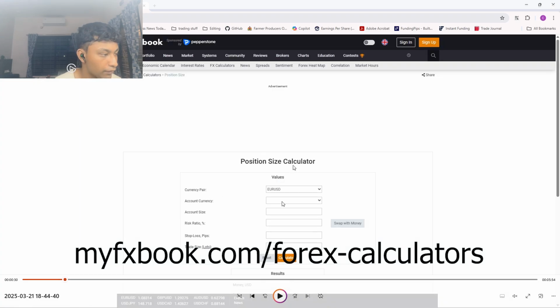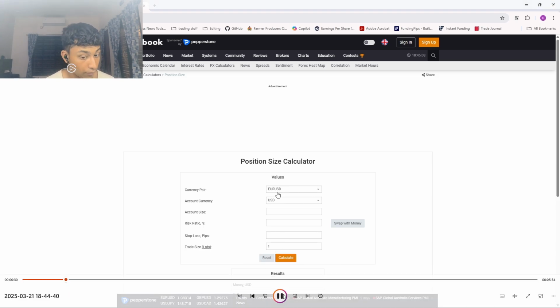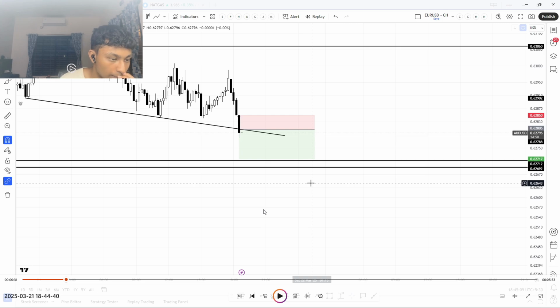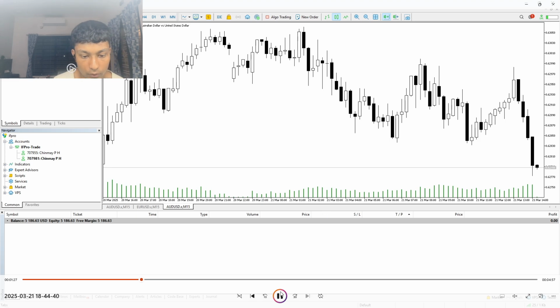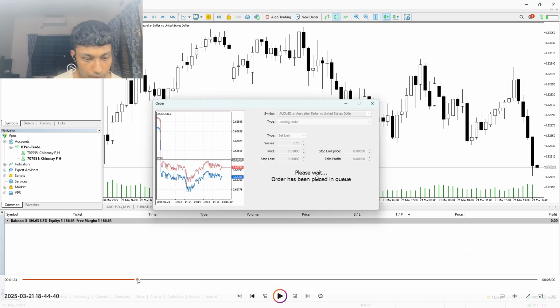So I use this MyFXBook Forex Quantity Calculator, which gives you the volume or the lots you need to take in order to have this much risk. I'm trading with a $5,000 account, and on every trade I risk 1% of my capital. Okay, so here, if you look at the screen over here, what ended up happening was this.